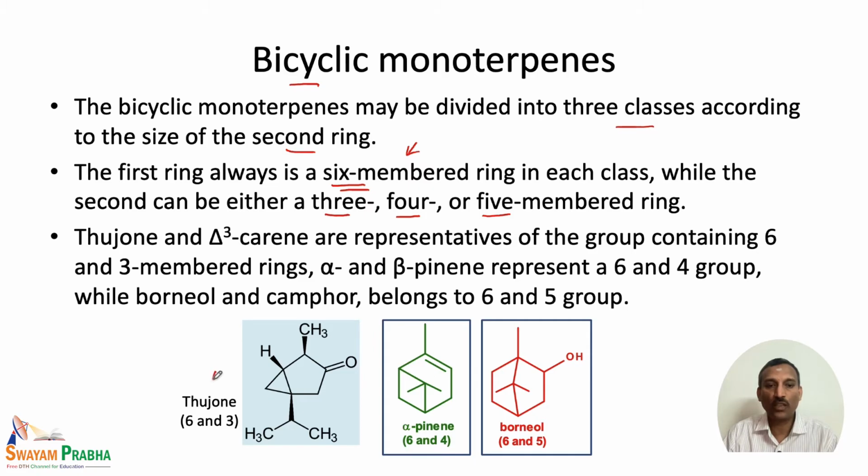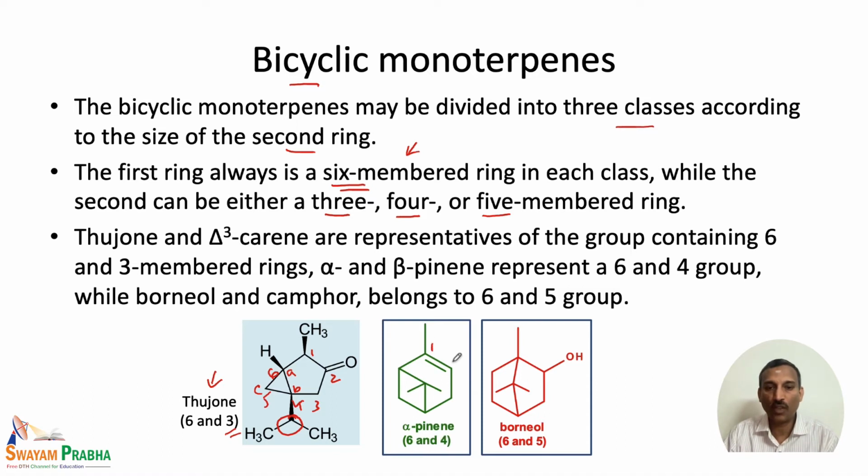Thujone is an example of a 6 plus 3 system. We have 1, 2, 3, 4, 5 and 6. This is a 6-membered ring, and we also have A, B and C. This ABC is the 3-membered ring. So, the 6-3 fused system is an example of a bicyclic system, and thujone is an example of that. And here again, if you look, the gem dimethyl group is kept away from the cyclic system. And alpha pinene is an example of a 6 and 4 system.